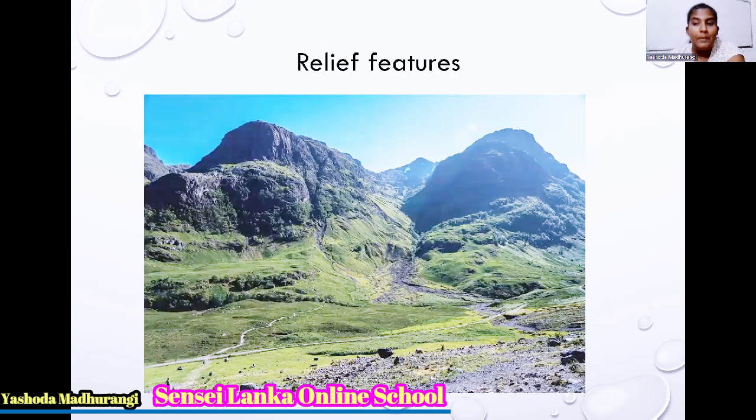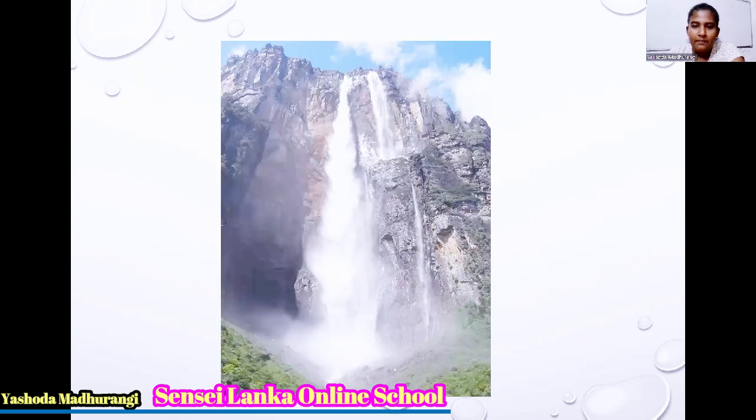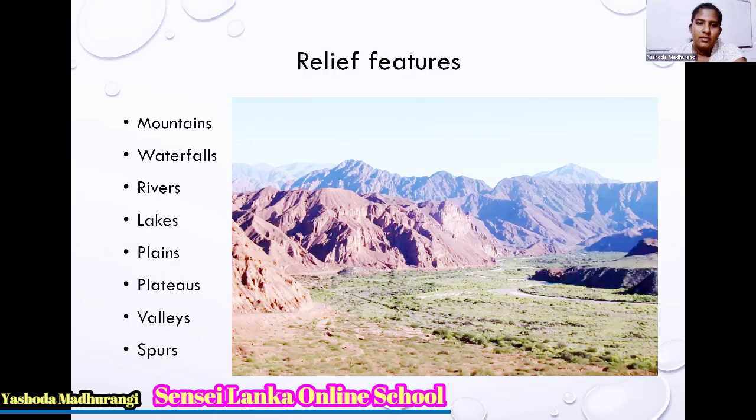If you deeply read this picture, you can understand what are the relief features. Look at the differences of the size, of the height. Look at different shapes, different colors, different textures. So study all of them. Look at the color of this. There is a road here. What is this? A waterfall. So let's have a look at relief features.